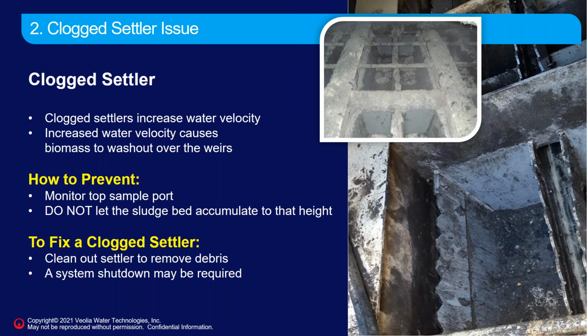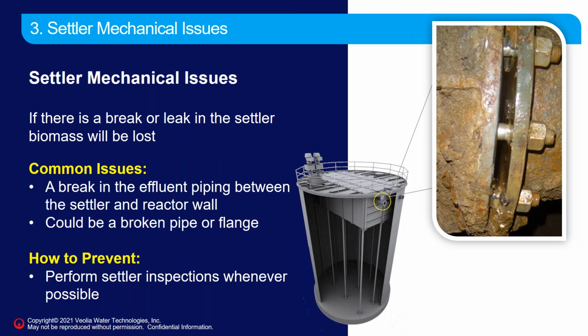Unfortunately, there's not really much you can do to fix a clogged settler besides taking the system down. If this does happen, you need to plan a full shutdown and clean that settler out, usually washing it from above or building scaffold from below and pressure washing it and sucking it out with a vacuum truck. Next.